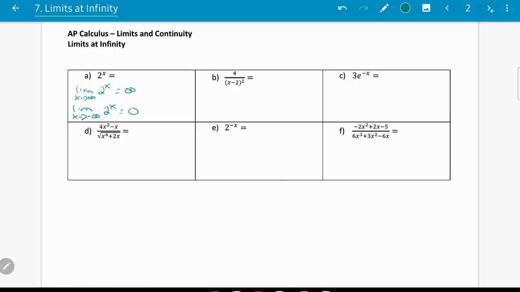So looking at B, we have our limit as x approaches infinity of 4 over x minus 2 squared. It's bottom heavy, so it goes to 0. The limit as x approaches negative infinity of 4 over x minus 2 squared also goes to 0.